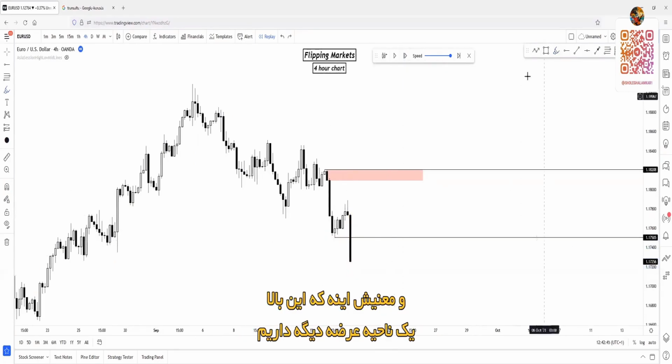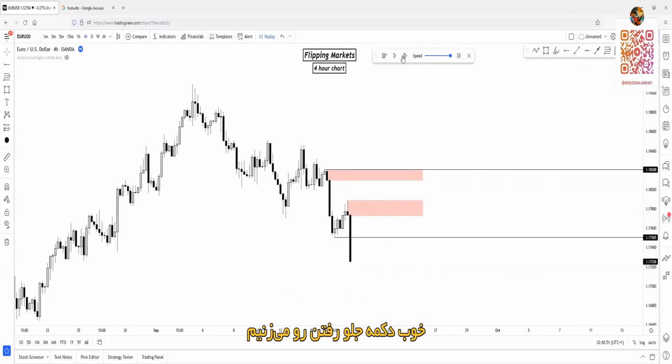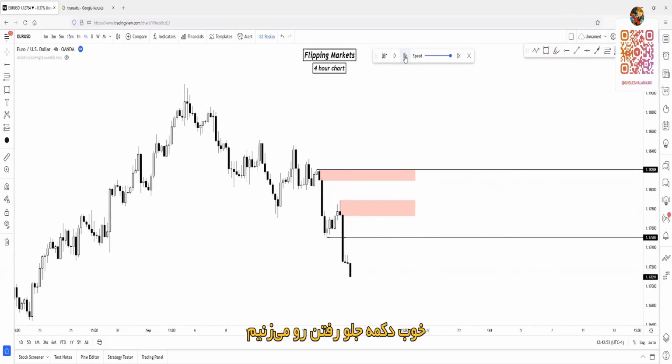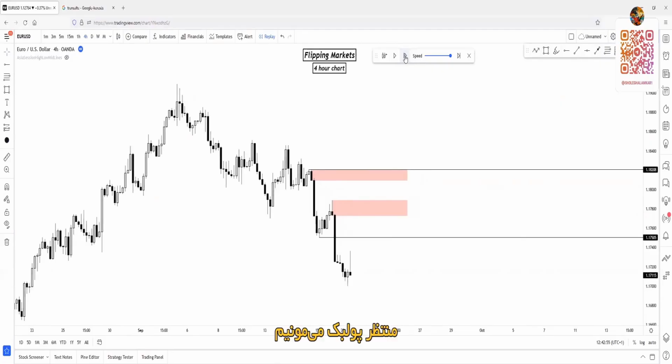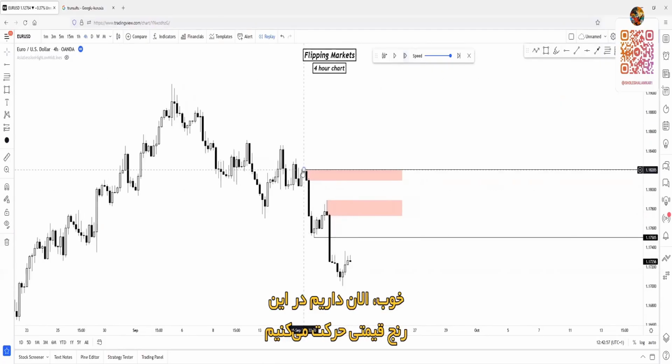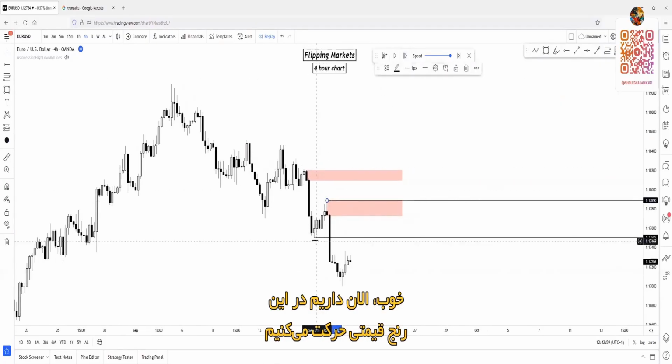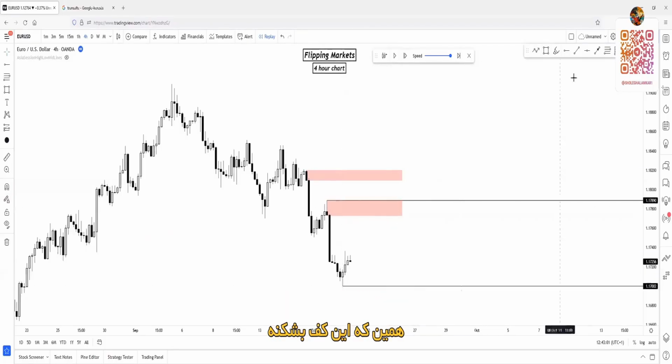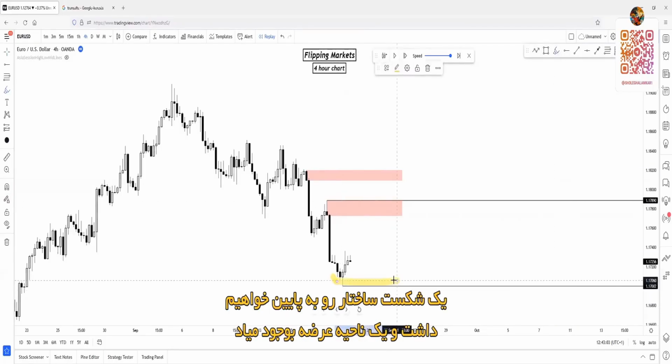So this means we have another supply zone, which is up here. Okay, let's play price. Waiting for a pullback. Okay, the pullback happened. So we are currently moving in this range. As soon as this low breaks, it will create a break of structure to the downside and will form a new supply zone.